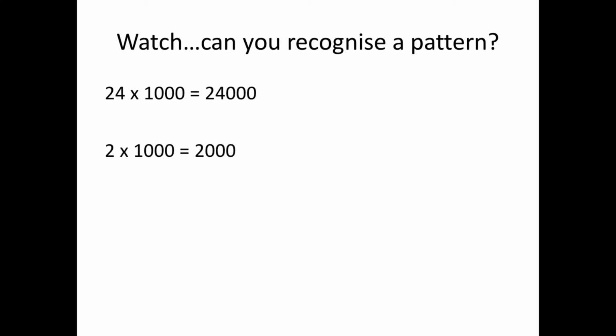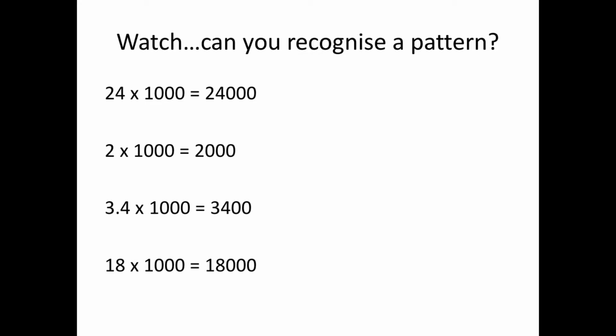Okay, so looking at 1,000 now, 24 times 1,000 is 24,000. 2 times 1,000 is 2,000. 3.4 times 1,000 is 3,400, and 18 times 1,000 is 18,000. So we know that there are three zeros in 1,000, which means we are either going to have to move the decimal point three places to the right or add three zeros.